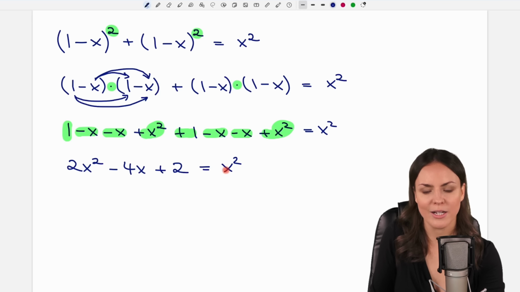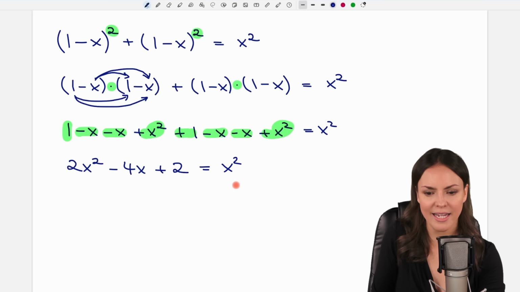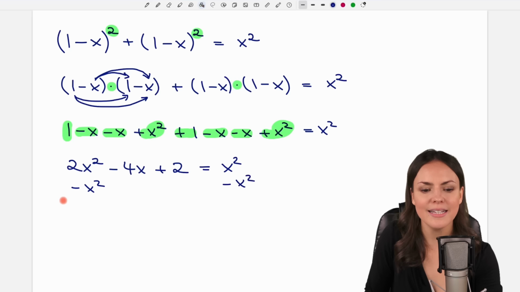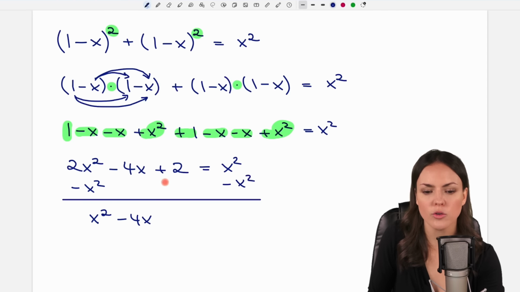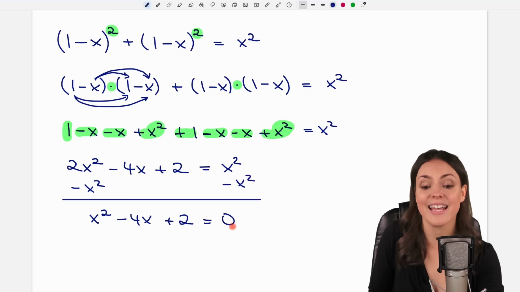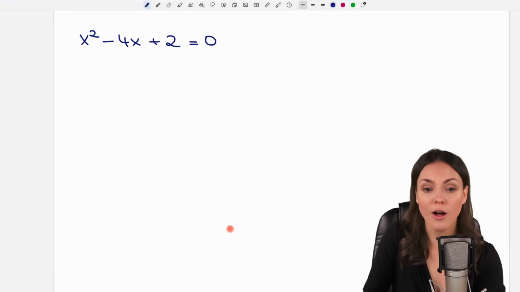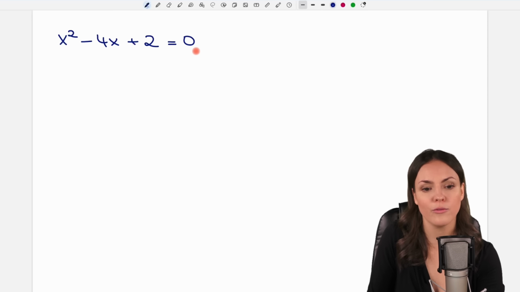We bring the x squared to the left side by subtracting x squared on both sides, and then we get 2x squared minus x squared equals x squared. Then we still have the minus 4x, the plus 2, and on the other side this cancels out and we get 0. This is a perfect quadratic equation that we can solve with the quadratic formula.